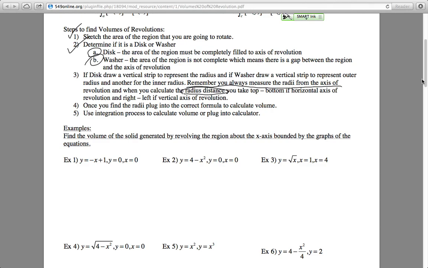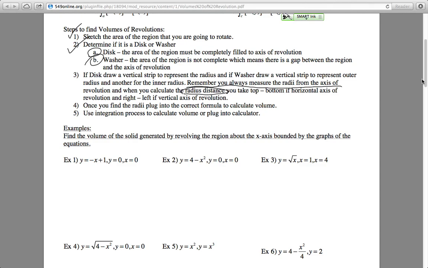If it's a vertical strip, and we're rotating it around like the x-axis or a horizontal axis, then you're going to go top minus bottom. And you measure from the axis of revolution. If it's a vertical axis of revolution, we're going to measure from that vertical axis, but it's going to be right minus left. Because you want to keep that distance, that radii distance, to be positive. So it's either right minus left, or it's top minus bottom.